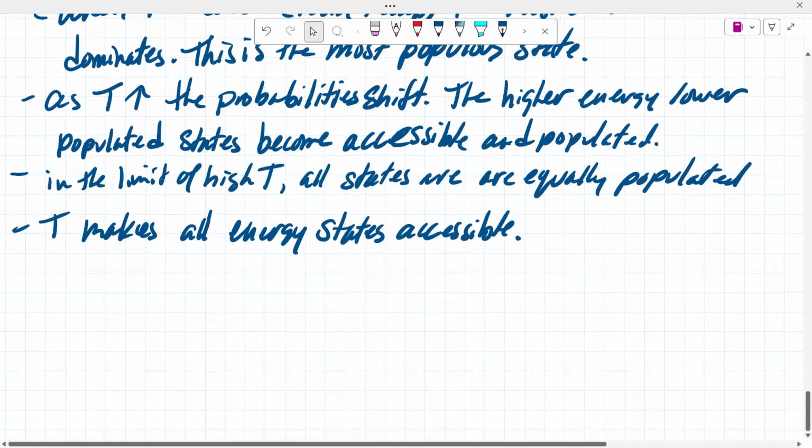All right, so some important things about the partition function. The partition function can be used to write the ensemble properties.